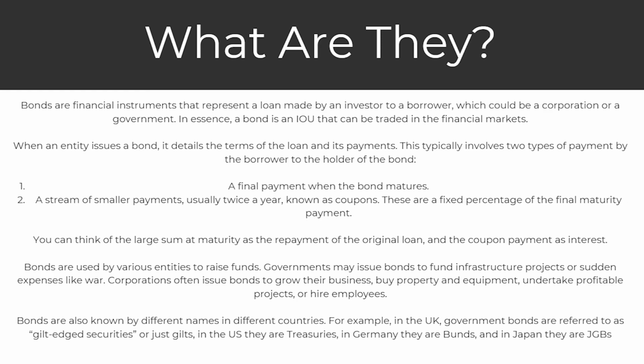Bonds are also known by different names in different countries. For example, in the UK, government bonds are referred to as gilt-edged securities or just gilts. In the US, they are treasuries. In Germany, they are bunds. And in Japan, they are JGBs.